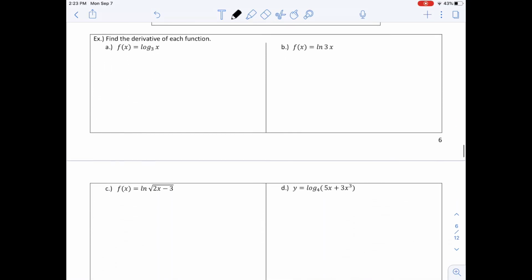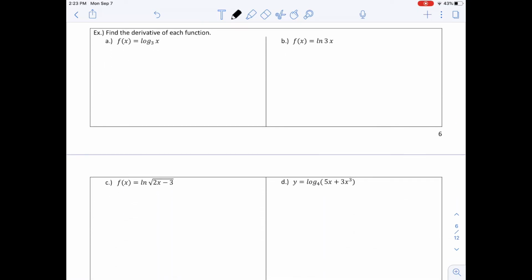Right below this it says example, find the derivative of each function. The first function that we have is log base 3 of x. And so to find our derivative, we're going to write f prime of x. And our derivative is going to be 1 over ln of 3 times x.